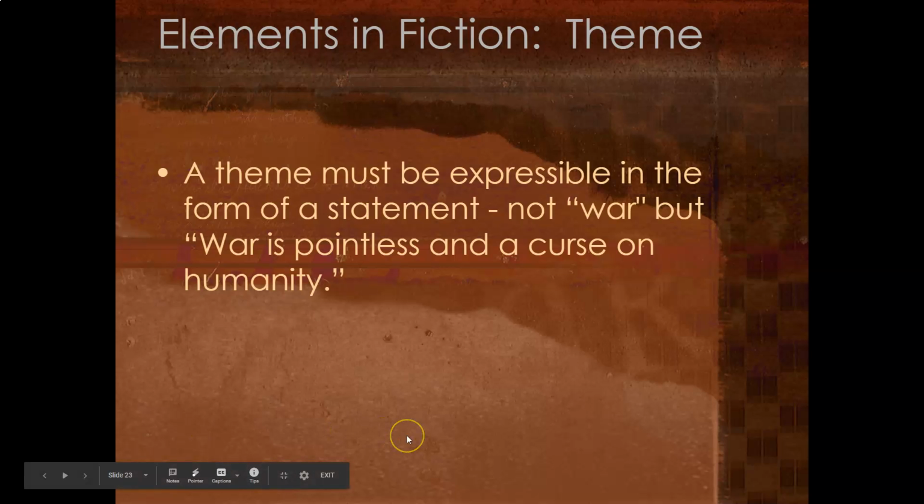The theme must be expressible in the form of a statement. So rather than just saying something like war, we could say war is pointless and a curse on humanity. So we want to make a statement about the topic that's being presented in the story.